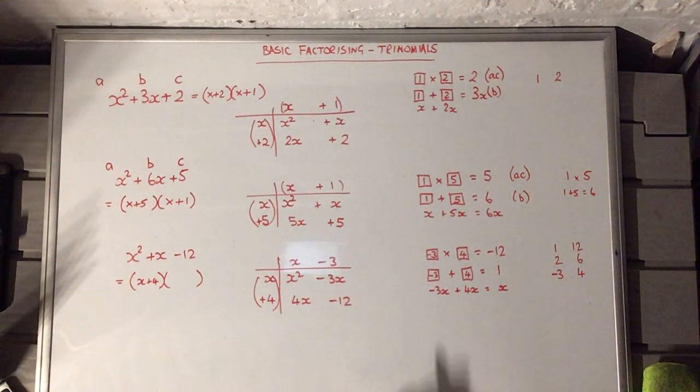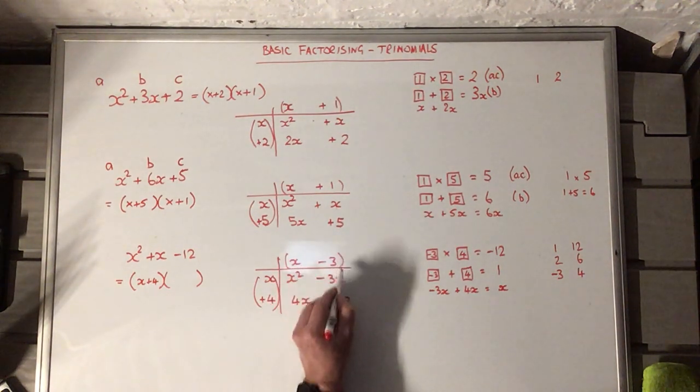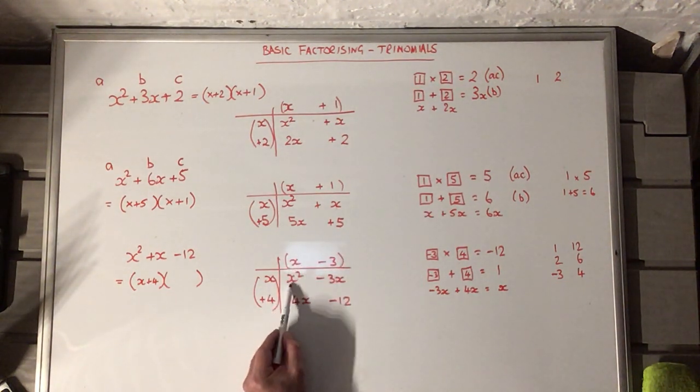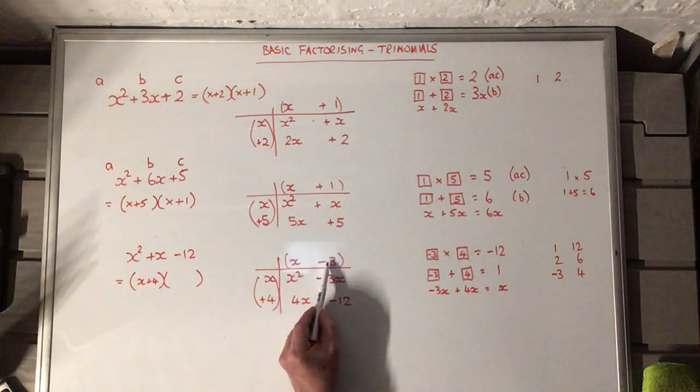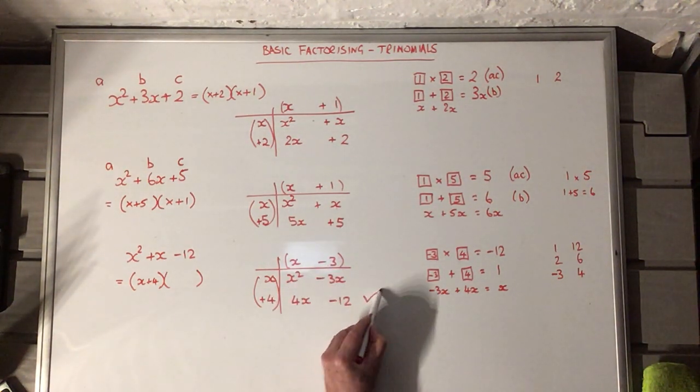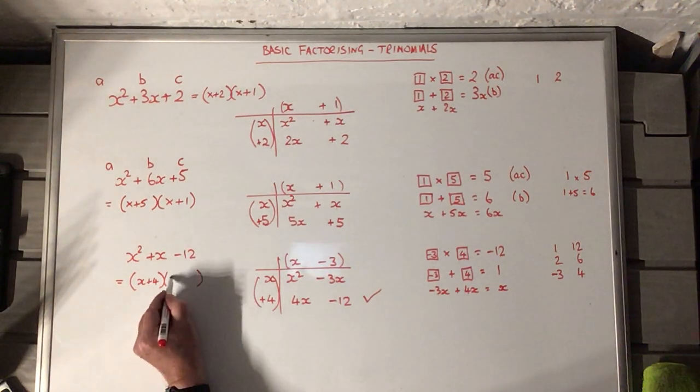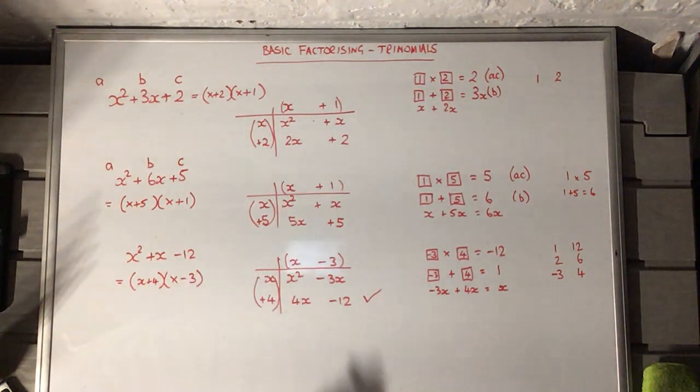So just double check it. That's going to be our second bracket. That times that gives me that. That times that gives me that. That times that gives me that. And 4 times negative 3 gives me negative 12. It works. So my second bracket is x minus 3.